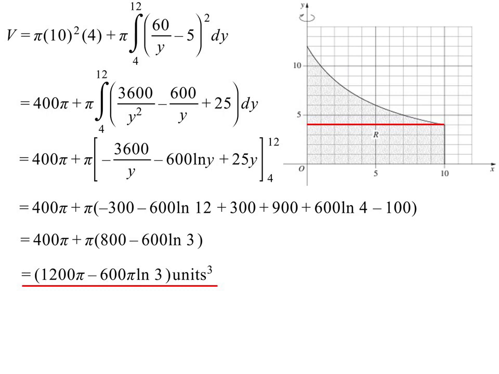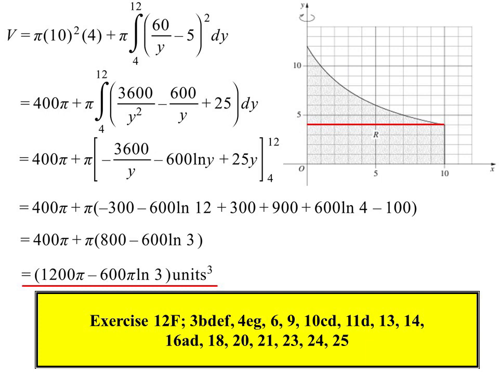That's the best I'm going to do. I'm going to leave it as an exact answer. I'm not going to bother going to a calculator for that. 1200 pi minus 600 pi log 3 units cubed. So 12F, finding volumes using integration.